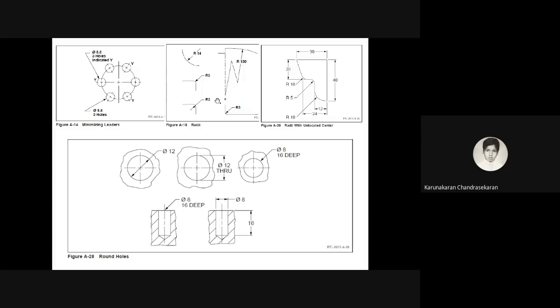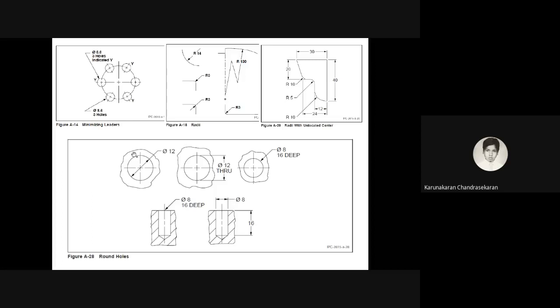And how to mention the radius, the board radius. If you find this, you can mention it as radius R14, and if it's a corner, you must produce a leader here and then write R straightforwardly, or you can use an internal arrow also. And if it's a very big one, you just make a sample and write R130. This also applies for the unlocated center also. Different radii can be mentioned.